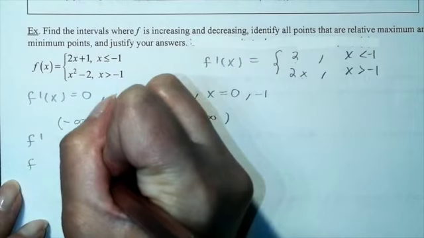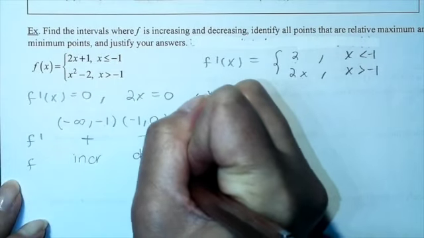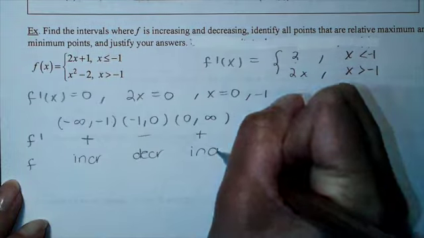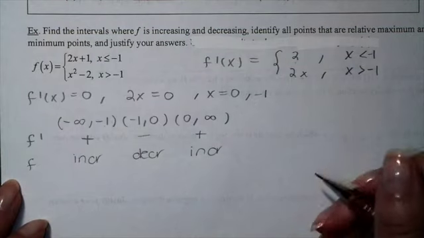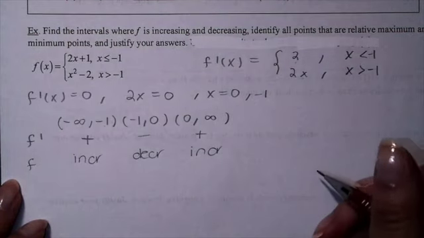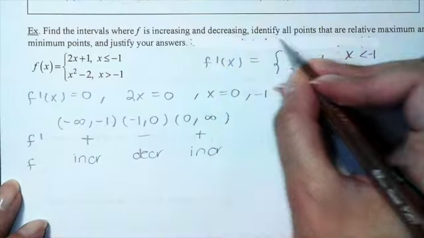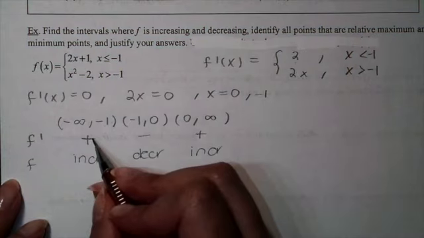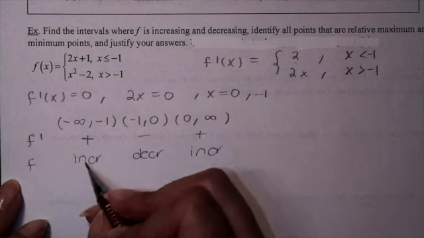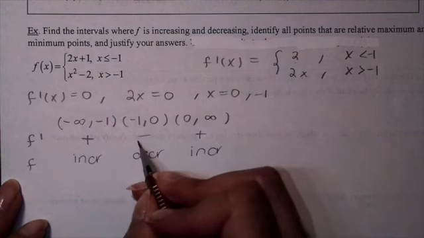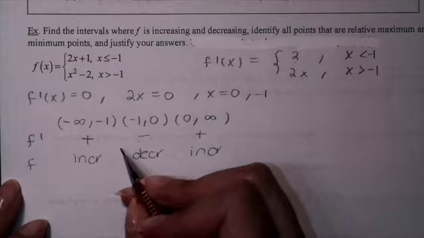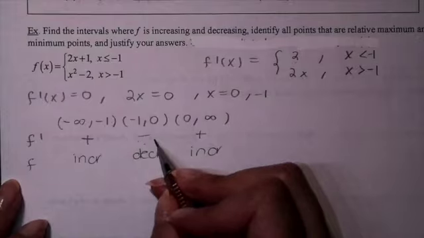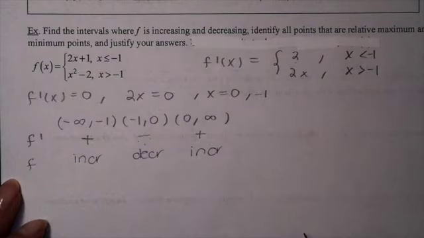About f here, you know that this is going to be increasing, this is going to be decreasing, and this is going to be increasing as well. So what do you have here? So increasing, decreasing, and the relative maximum and minimum. Also, you can see that here f prime is changing from positive to negative, negative to positive. So you can see that here you have a relative maximum, here you have a relative minimum.